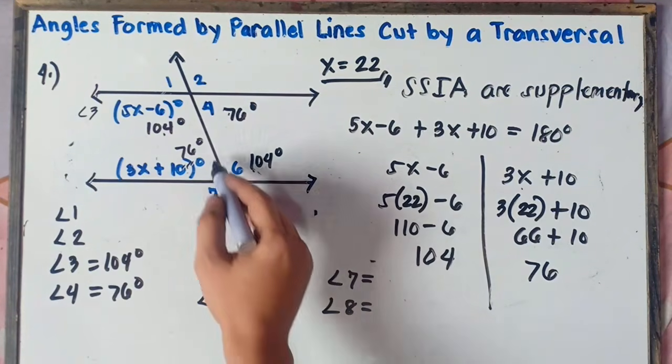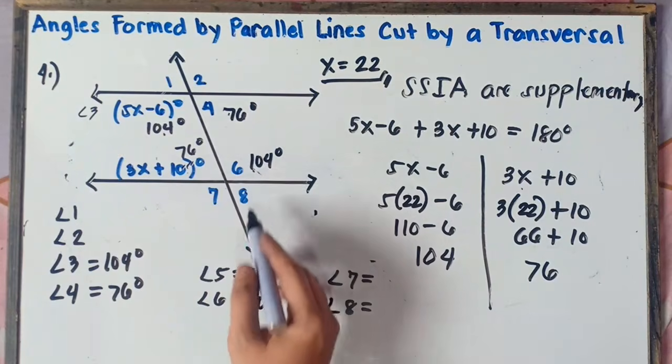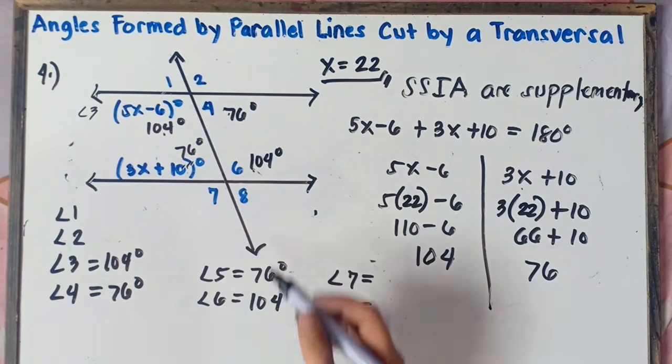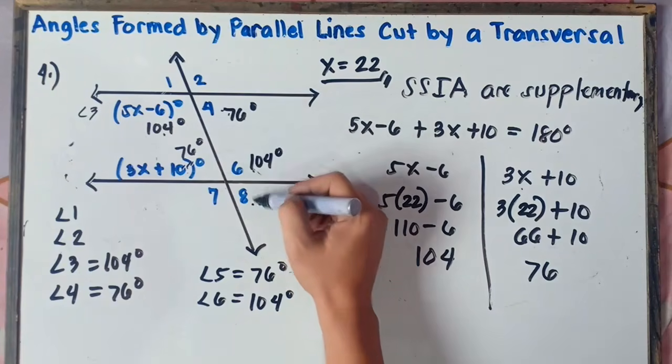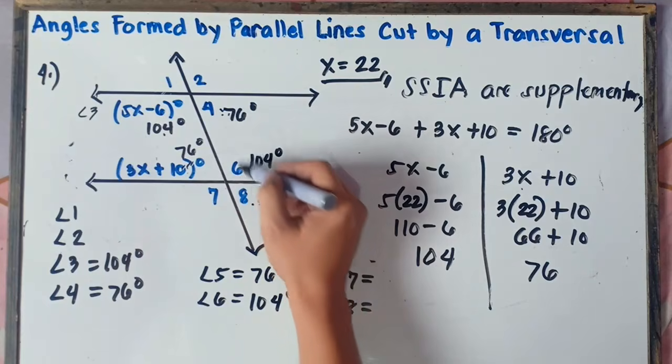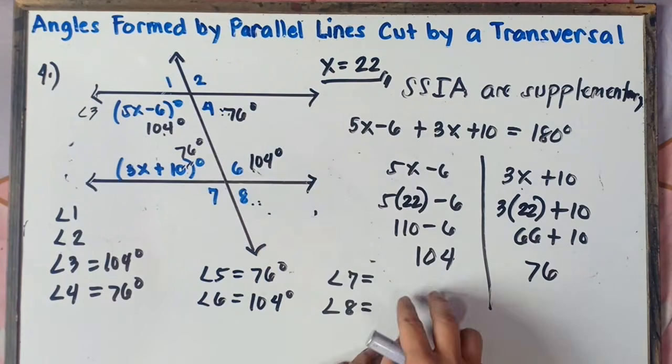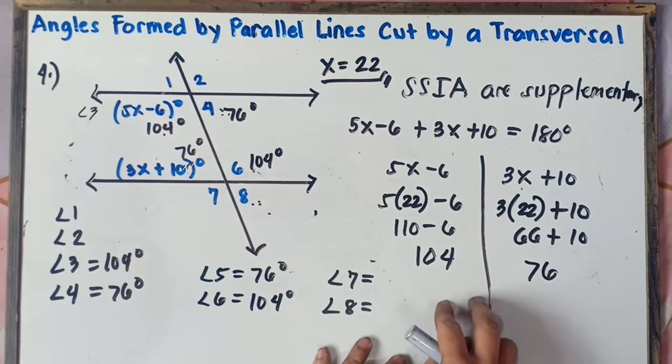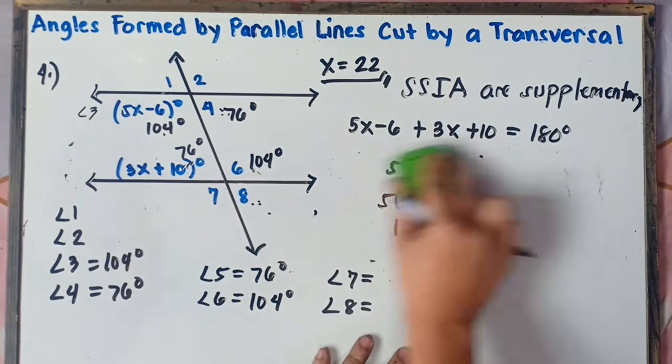Alright, and then it forms letter X. So for this one right here, you can recall corresponding angles. Angles 4 and 8, they are always congruent. Once again, angles 4 and 8 are always congruent. Corresponding angles. Let me just draw this one. You pause the video, class. I'll be erasing this part.